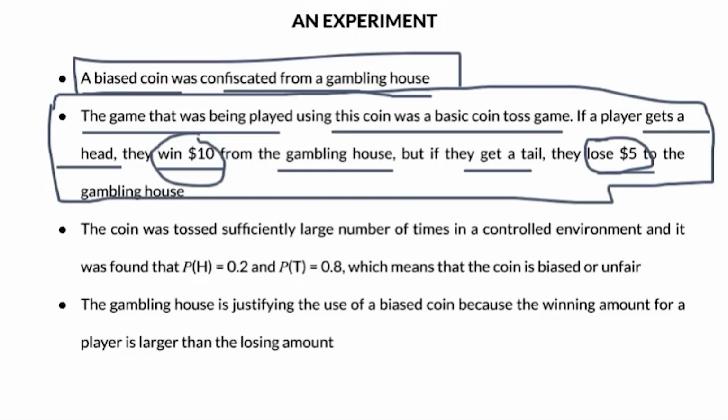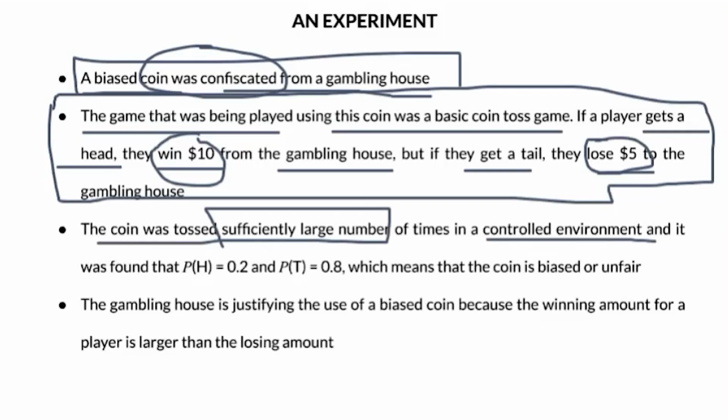Now there was some suspicion that something's going wrong here. So this coin was confiscated by some authorities. What they did was they tossed the coin a sufficiently large number of times in a controlled environment. Sufficiently large, please imagine 10,000, 100,000 times. Now, ideally, if you do that, one might expect that your probabilities for head and tail should come 50-50 or at least near 50-50. But it was found out that the head probability is 0.2 and the tail probability is 0.8, which means the coin is biased or unfair.